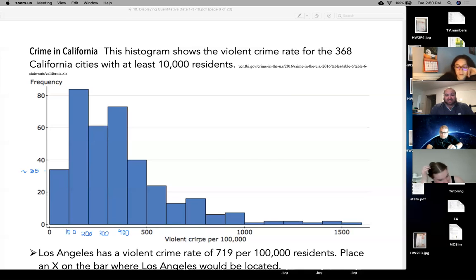Now, Los Angeles has a violent crime rate of 719 per 100,000 residents. Which bar would that land in? Which of these bars would it land in? The first one, the second one, the third, which bar would it land in? Past 500. The eighth one? 1, 2, 3, 4, 5, 6, 7, 8. This one here? Yeah. Well, this is 600 here. This is 700. So between this and 800, right? Yeah. So 719 falls in this one. How many other cities fall in the same one approximately?